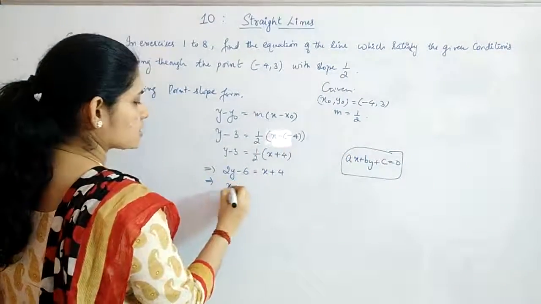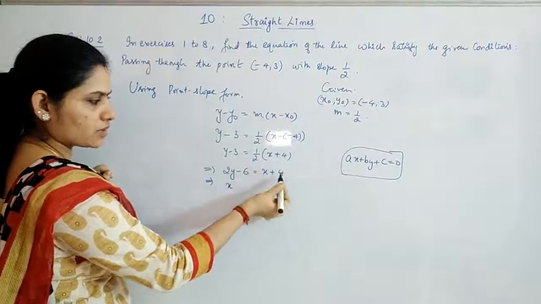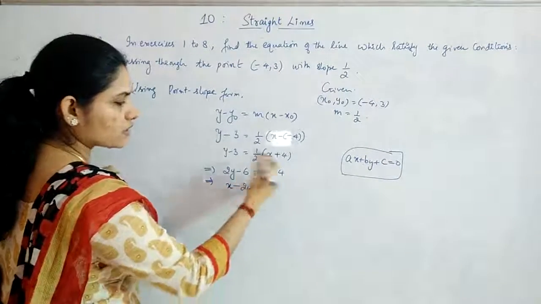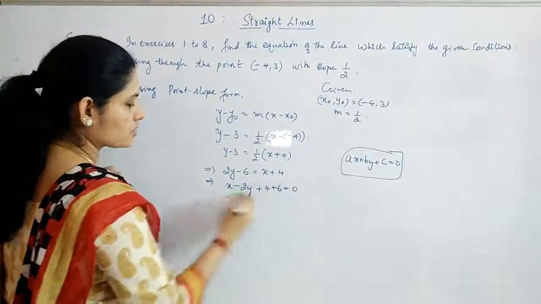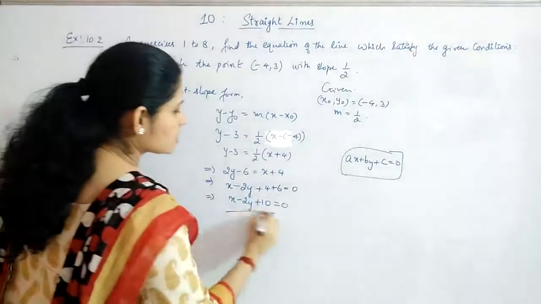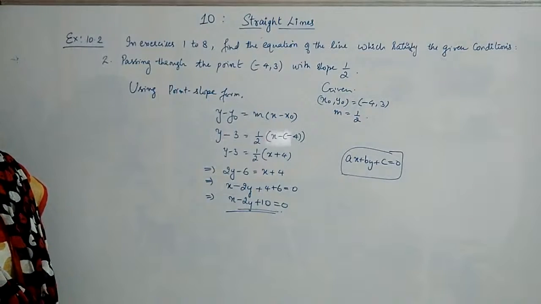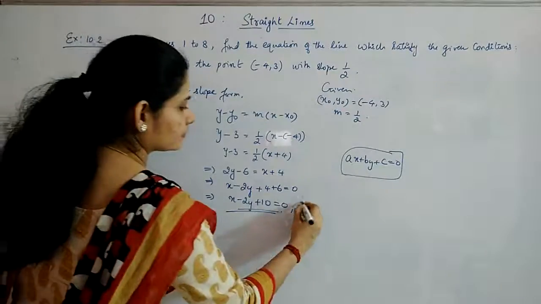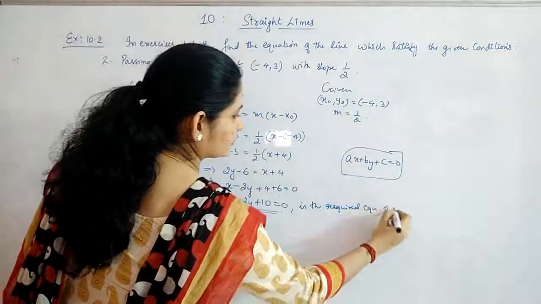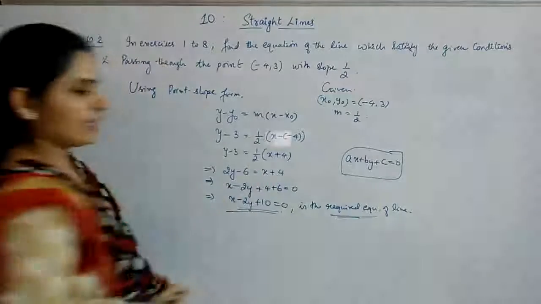which is this one, that is first your x term, x is positive here, you are taking y to the other side so that it will become minus 2y. Now plus 4 you have, this will go to the other side, means minus 6 equal to 0. That means x minus 2y plus 10 is equal to 0 is the required equation of the line.